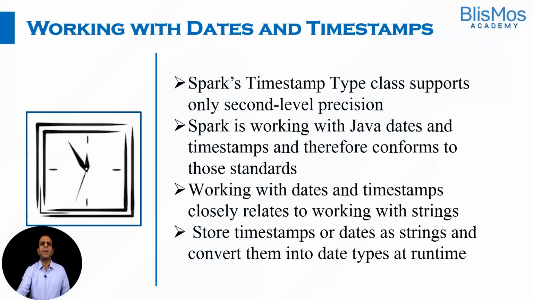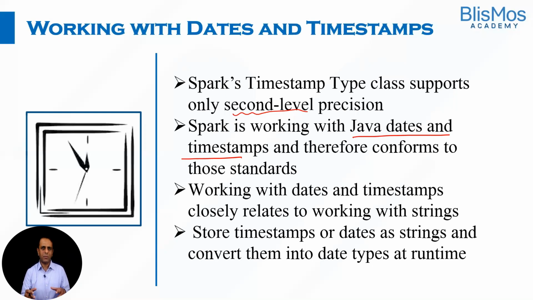Now, Spark's timestamp type class supports only second level precision. So if you want to go for a finer level precision, you need to write custom code for that. The way Spark leverages Java regular expressions, in the same way here also it is working with Java dates and timestamps. Since it is working with Java dates and timestamps, it conforms to those standards.